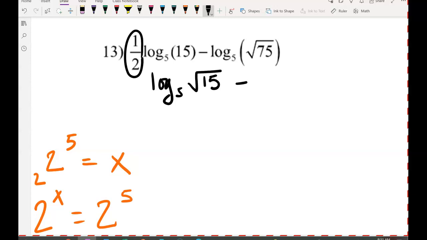Okay. I'm going to write this step down because I want to make sure you guys know how we go from one to the next. You do have a subtraction. What do we do when we have subtraction in logs? Divide.